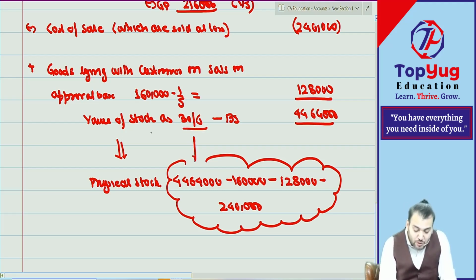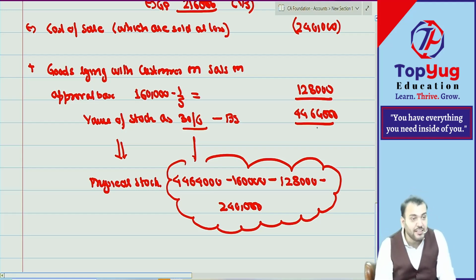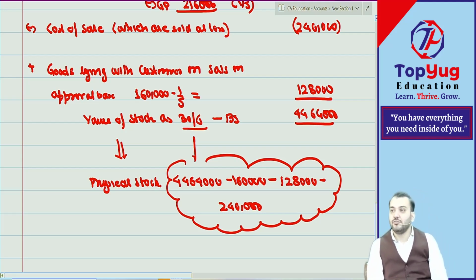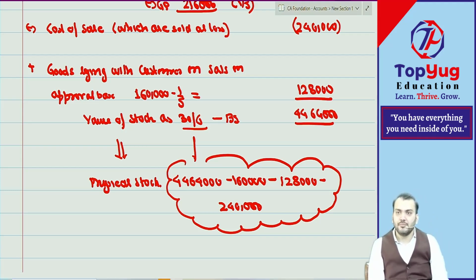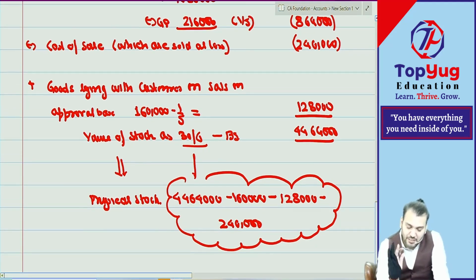If they ask value of stock as on 30th June, it is in the balance sheet. In the balance sheet, how much will appear? 44 lakh 64,000. Understood? Have you understood these 2 points? Once again, have you understood value of stock and physical stock? I'm coming to your doubt.